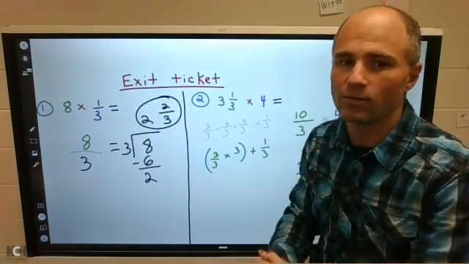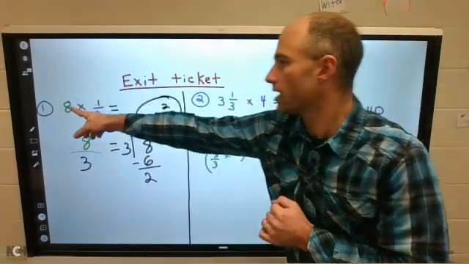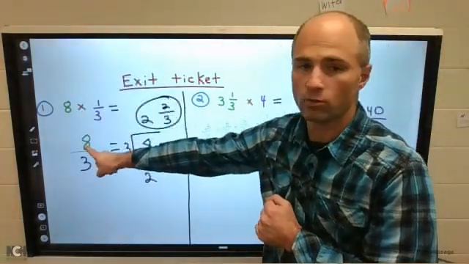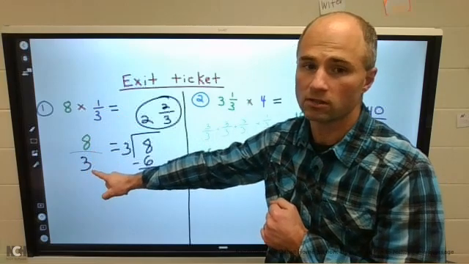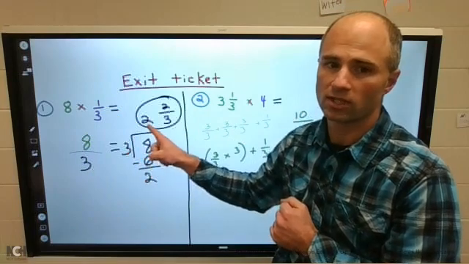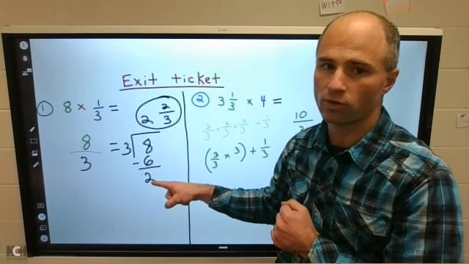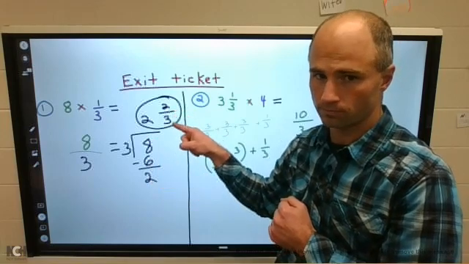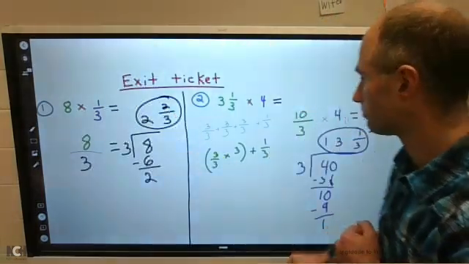Number 1, 8 times 1/3. This was number 1 in the exit ticket. 8 times the 1 gave me my new numerator of 8. Keeping the denominator of 3, 8/3. 3 went into 8 2 times. I got 6. I subtracted. I got a numerator of 2. And my denominator was 3, so 2 2/3.